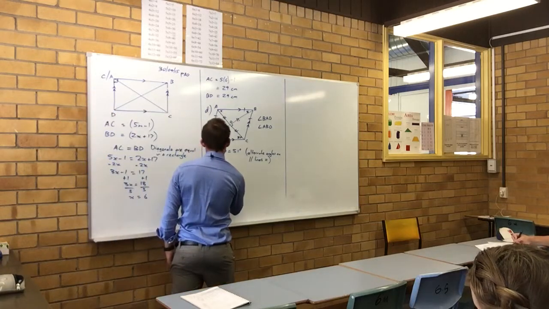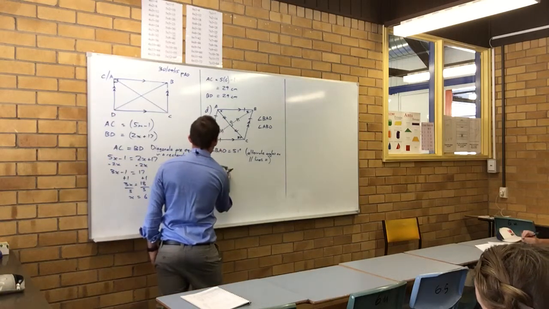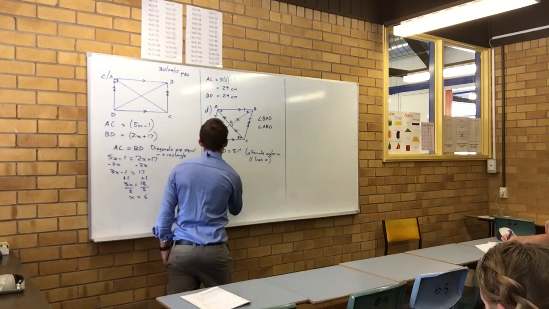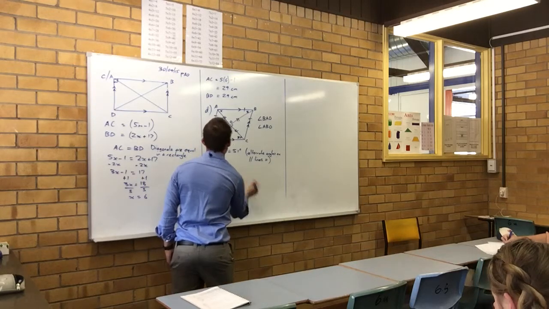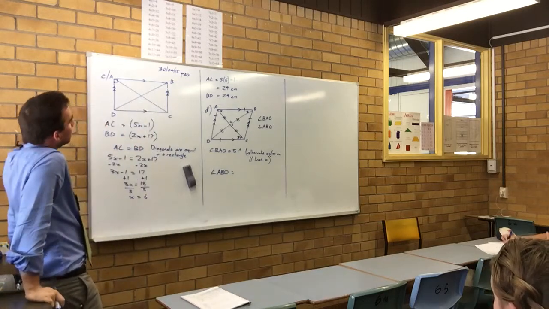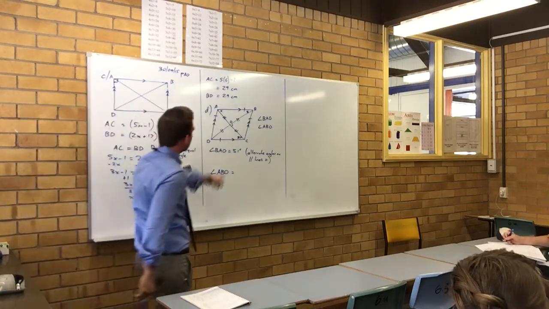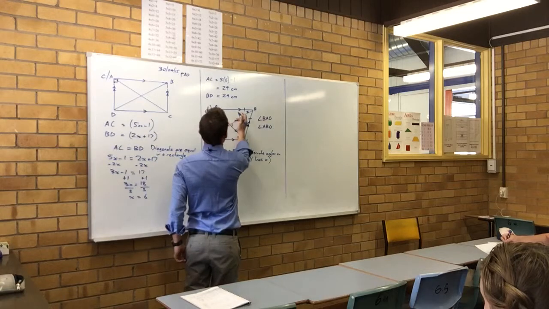Right, angle ABO equals what? 180 take away 90 take away 51. Good, okay, so we've identified the right angle here already.